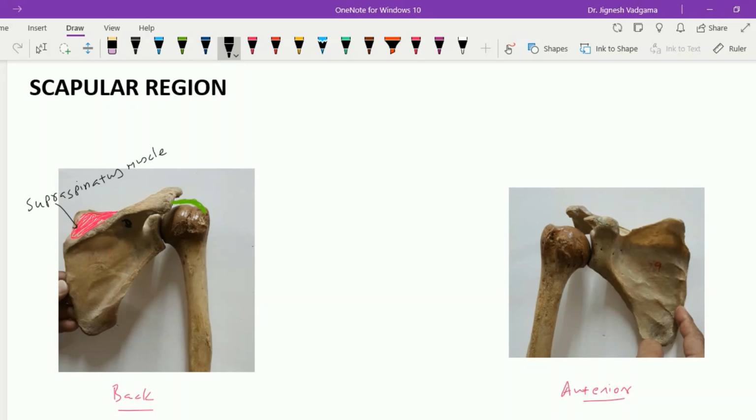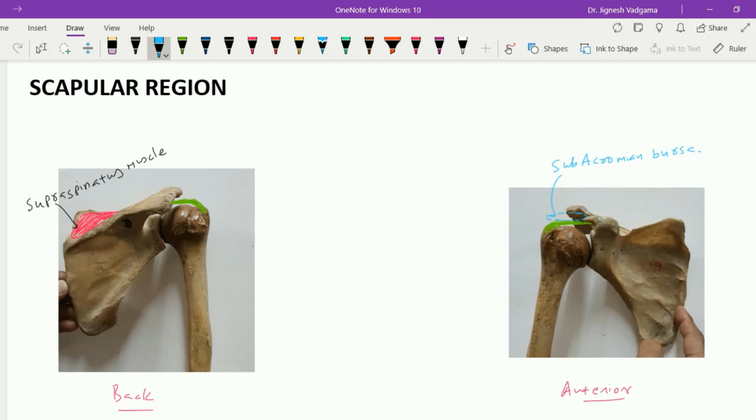The supraspinatus muscle, when we view from this anterior aspect, we can appreciate passes from somewhere here and inserts here. This muscle is separated from the acromion process by one bursa, present somewhere here, and this bursa is called the subacromion bursa. When inflammation of the subacromion bursa is there, that is called subacromion bursitis.